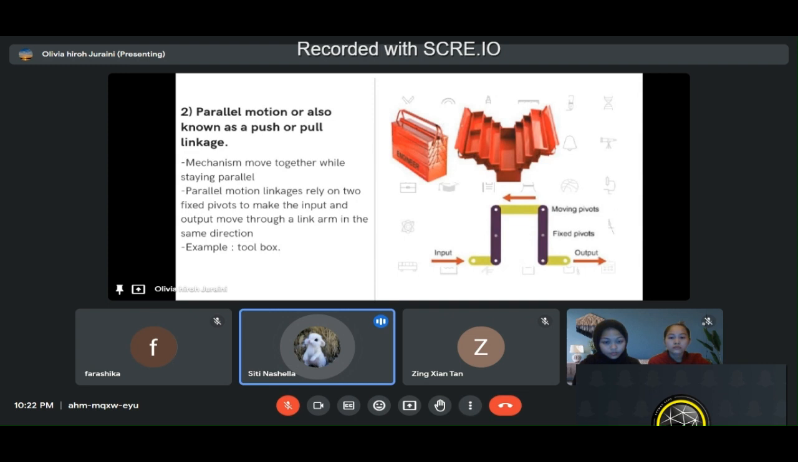So the example is a toolbox. First of all, parallel means two lines that move in the same direction but never meet each other. With the toolbox, when you open the toolbox lid, an additional set of drawers will be spread out. So that is how it works.